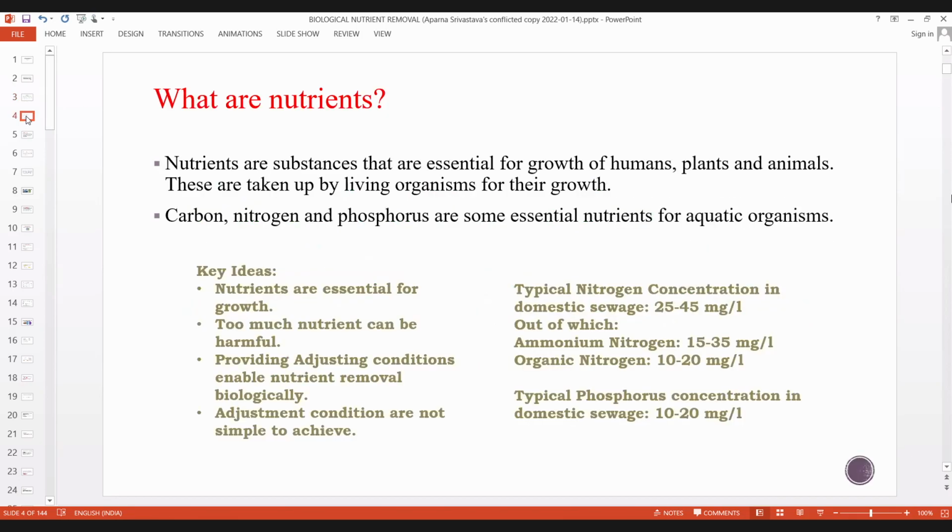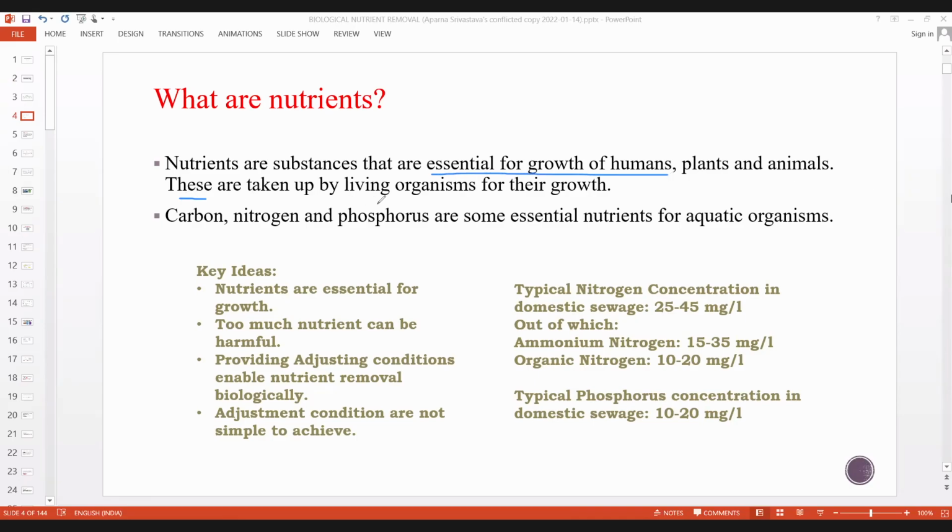So let us discuss what nutrients are. From the word we understand that when I'm talking about nutrients, in most cases I'm talking about nitrogen and phosphorus. Nutrients are substances that are naturally required, but only in a limited quantity.